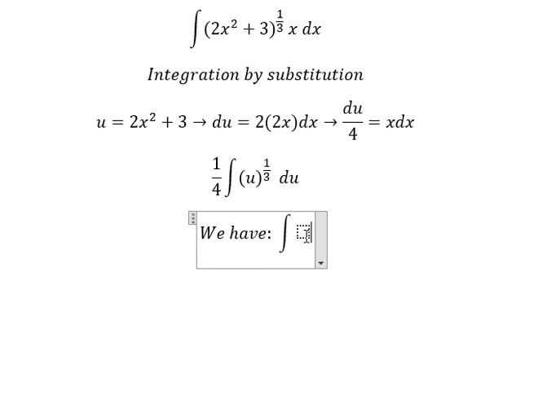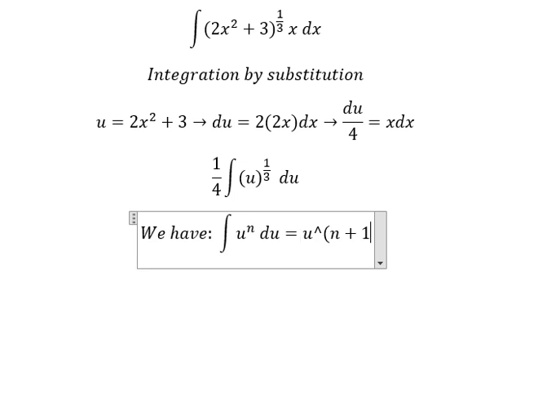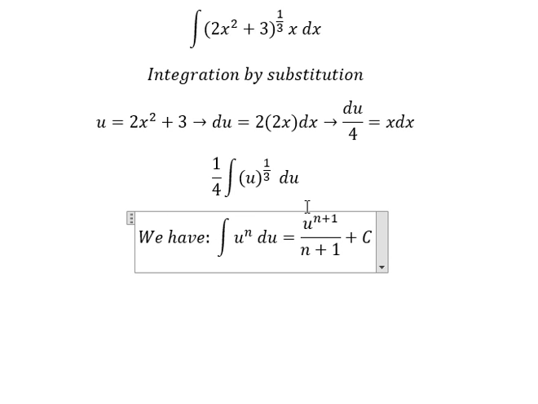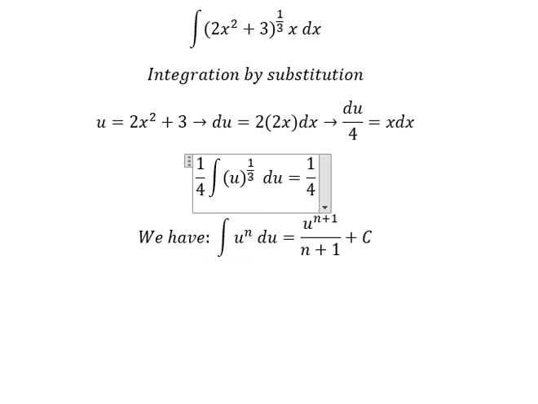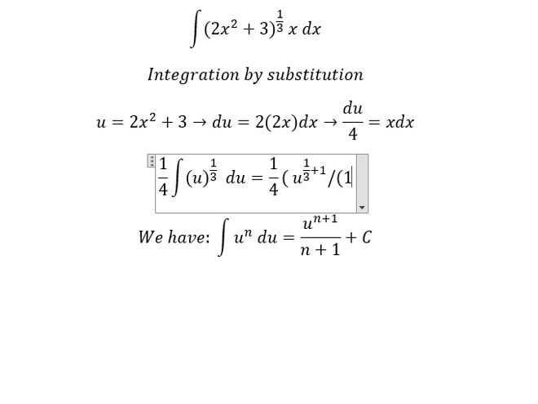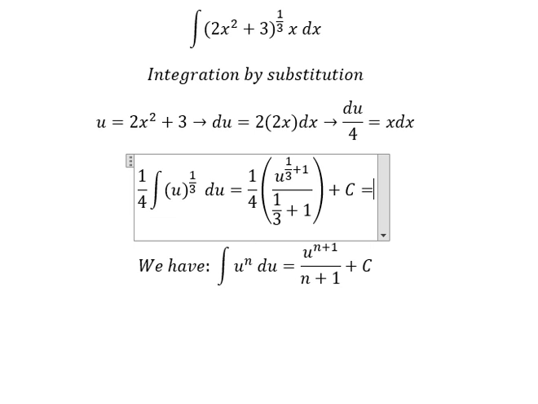The integration of u to the power of n du, you get u to the power of n plus 1 over n plus 1, and we put c. So for this one, you get u to the power of 1 over 3 plus 1 over 1 over 3 plus 1, and we put c.